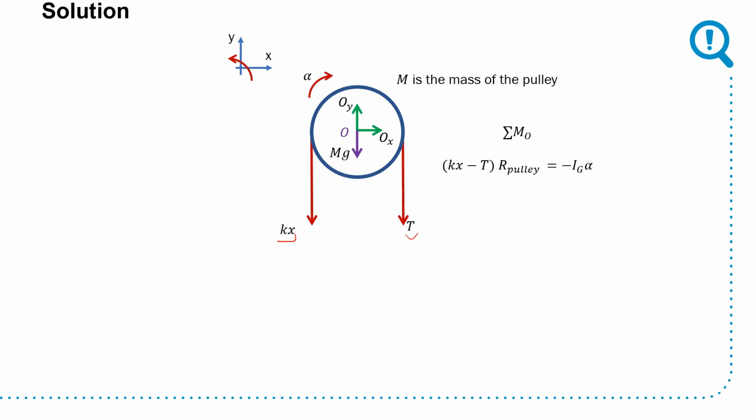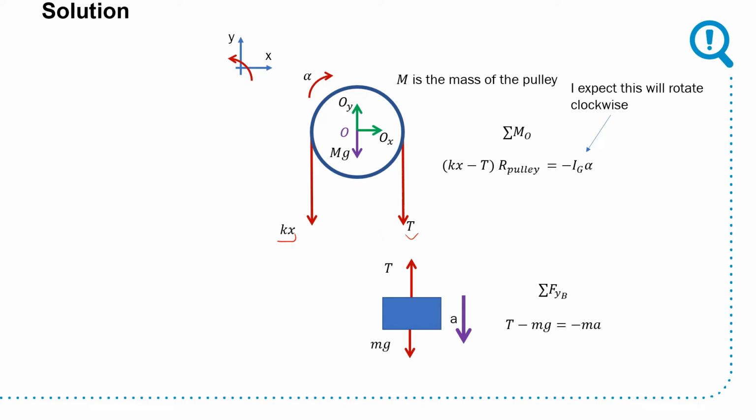And so I have Kx minus T times the radius of the pulley. Kx is causing a counterclockwise moment, T is causing a clockwise moment. I have an expected rotation which is clockwise, and so Ig alpha is a negative value. So that's what I expect. On the right-hand side, I only have the tension and the weight, and it's acting downward. So I end up with the same equation as I had before. Sum of forces in the y direction equals T minus mg equals minus ma. Again, negative value.